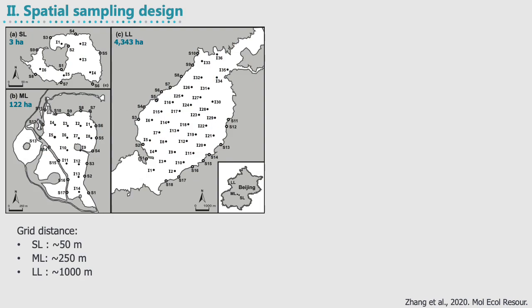To figure out the sampling strategy in lentic water bodies, we selected 3 lakes of different sizes and conducted grid sampling, both in the shoreline and interior.